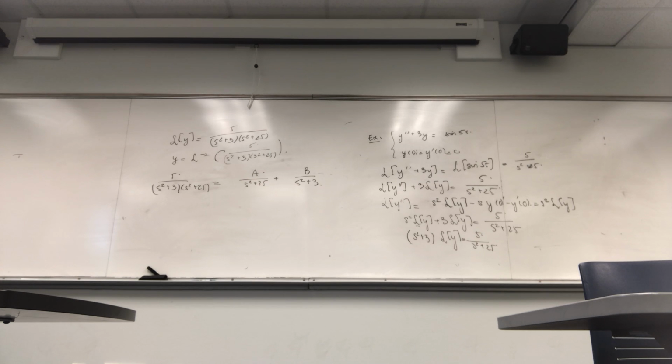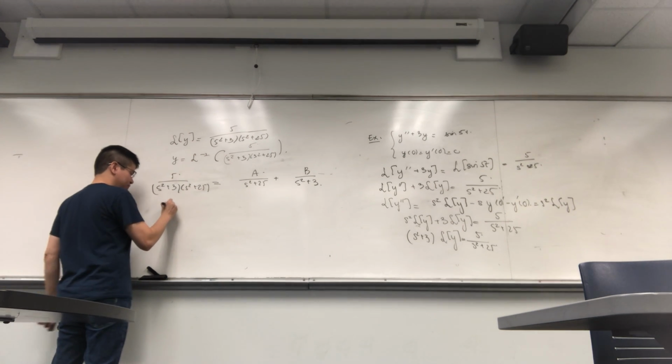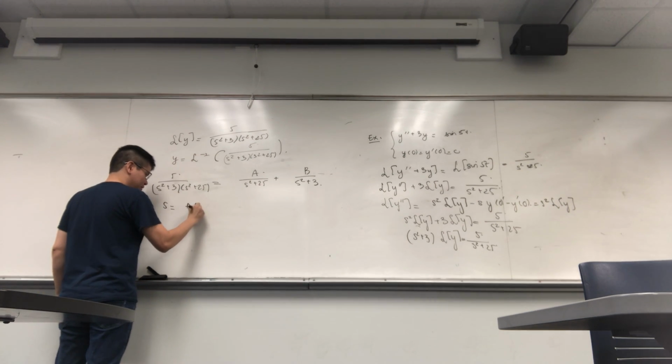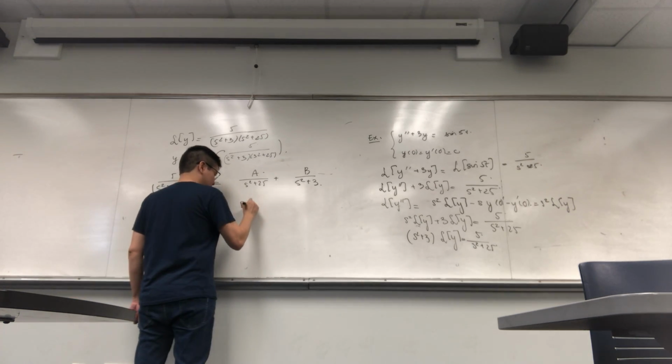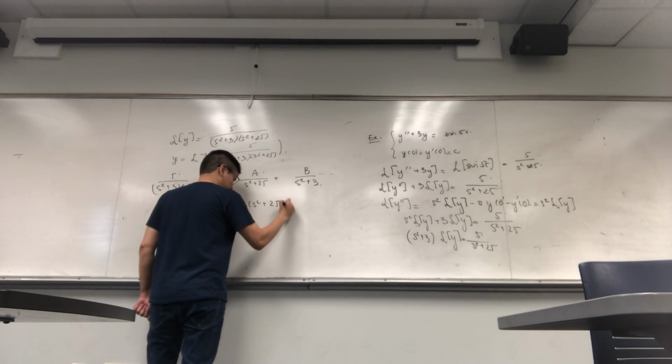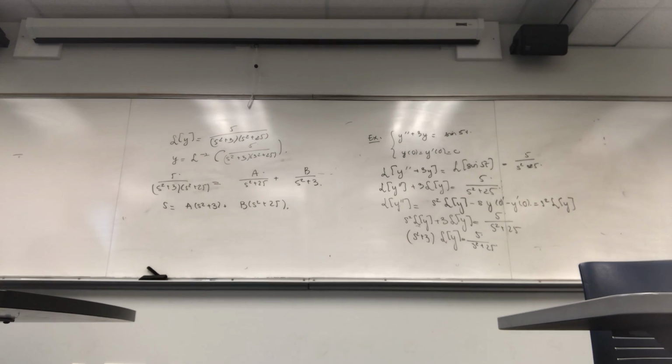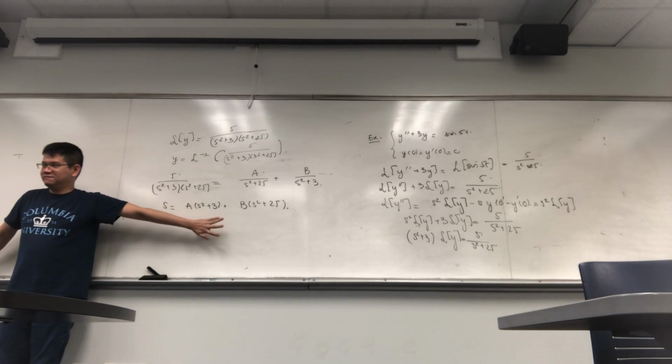Yes? To factor the denominators again. So now I have 5 is equal to A times s squared plus 3 plus B times s squared plus 25. All right? So what is the next step?